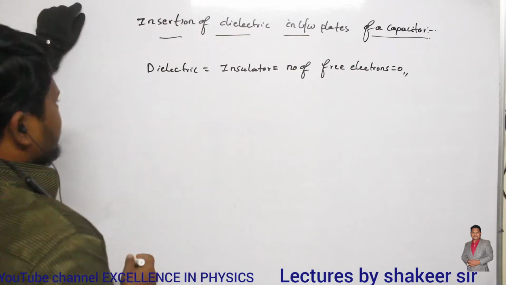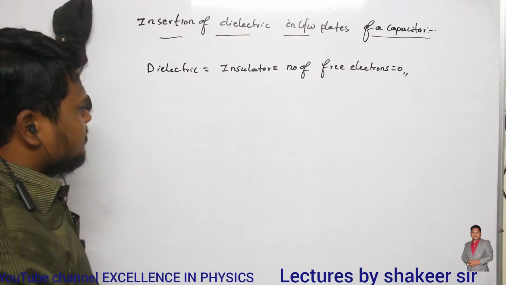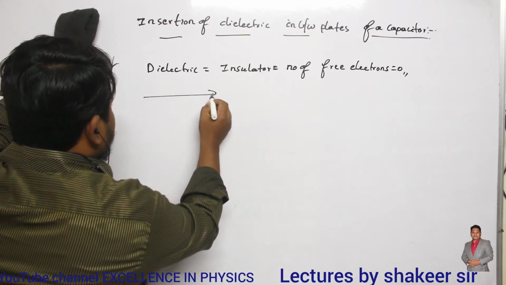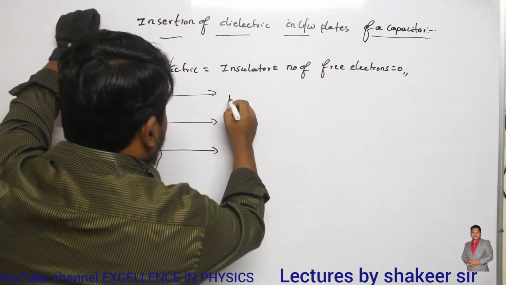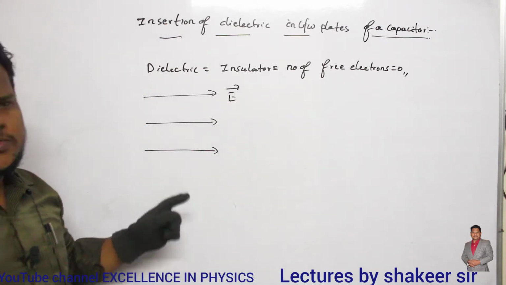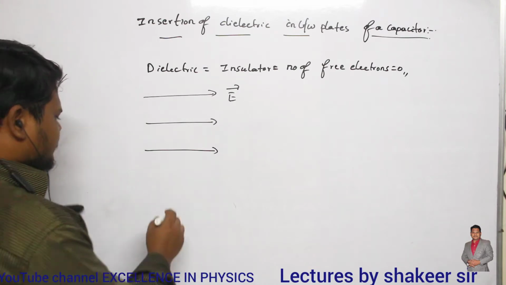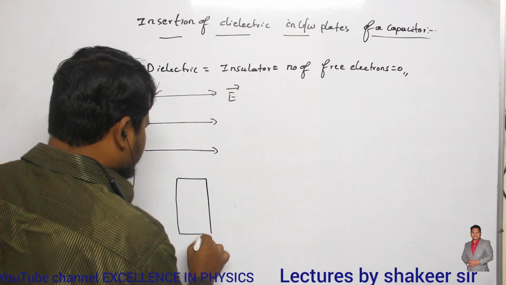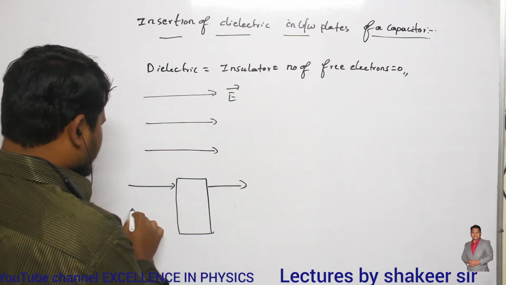Let us try to understand this by taking a small example. Consider a region with a uniform electric field. In this electric field, if I place a conductor, for example this one, now can you say what will happen?